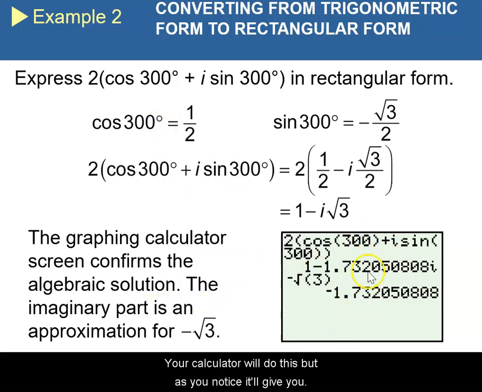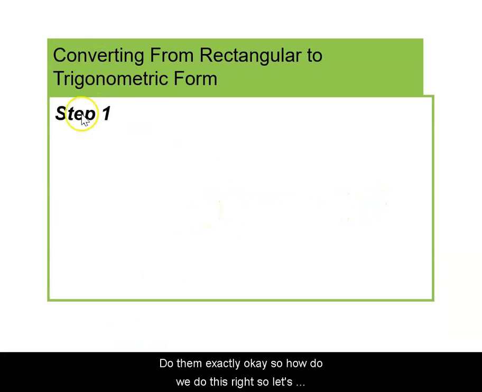It's pretty straightforward to go back and forth. Your calculator will do this, but as you notice, it'll give you a decimal approximation. I do not want decimal approximations in my class. I've said that several times at this point for those of you who have taken my class. So I will definitely want the exact values for these things. If you give me the decimal approximations, I will take points off of your scores. So do them exact, please. Okay. So how do we do this, right?